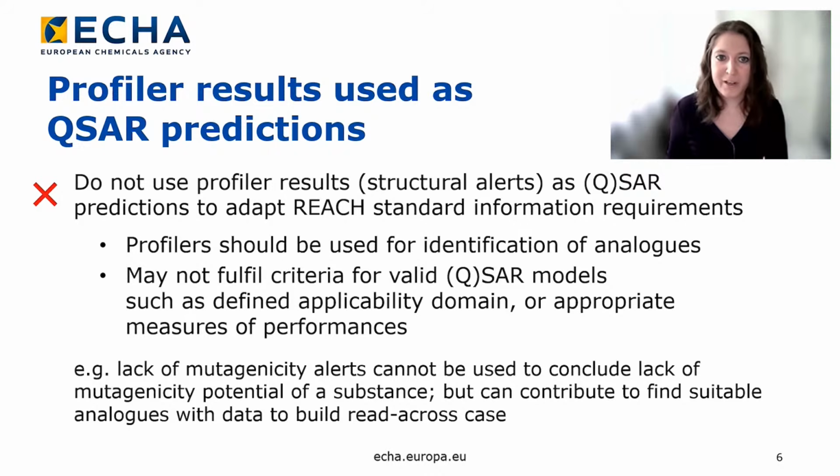However, profiler results, basically structural alerts, cannot be used as QSAR predictions to fulfill the REACH standard information requirements. For example, the lack of mutagenicity alerts does not allow one to conclude that a substance is not mutagenic. Profilers generally do not fulfill criteria for valid QSAR models, such as a defined applicability domain or appropriate measures of performance. They should rather be used for identification of analogs.